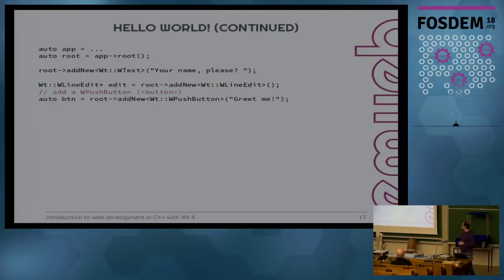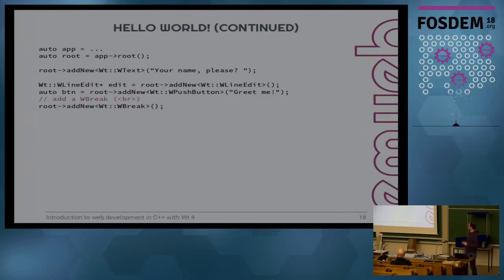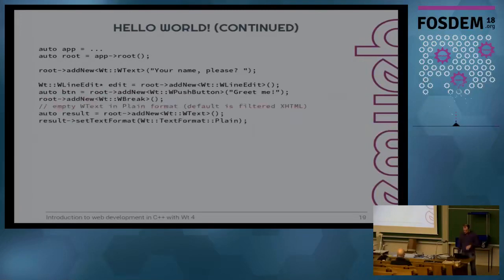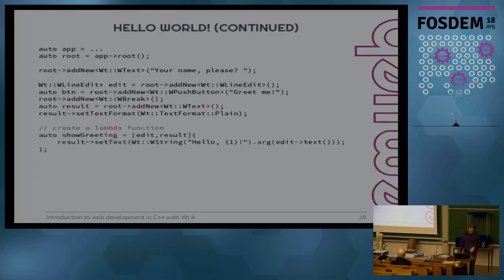And we add a button similarly, and add a break. I know this is a really verbose way of adding a break, but really when you're using templates or when you're using layouts, you don't end up doing this. And then we just put a little placeholder in that's like an empty WText. We set the text format of it to plain because the default format is filtered XHTML.